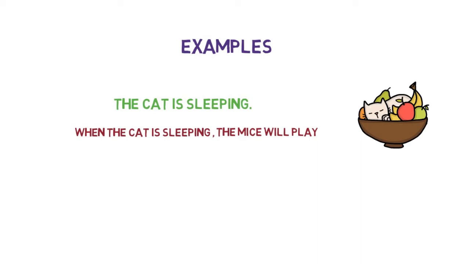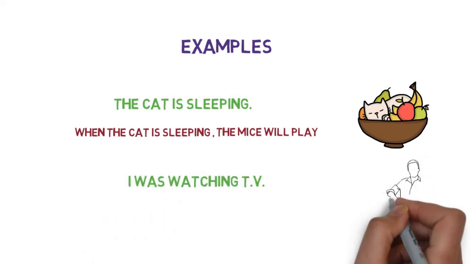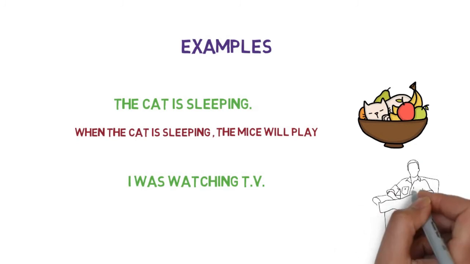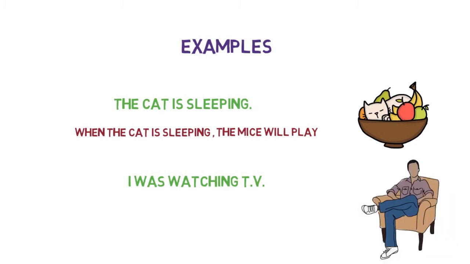Let us take a look at another example. I was watching TV. I is the subject, was watching is the verb. TV. It is a complete, meaningful sentence. Again, it's a clause, and it is an independent clause which can stand alone.